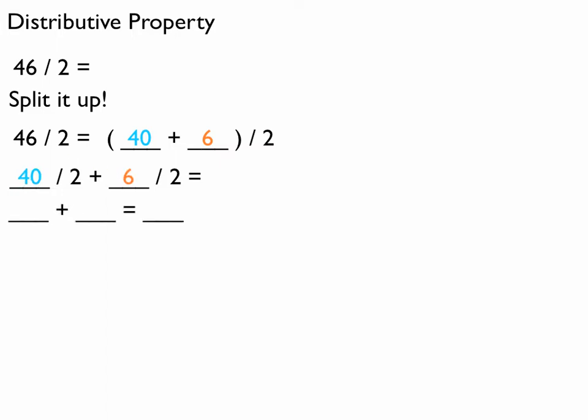So 40 divided by 2 is equal to 20. 6 divided by 2 is equal to 3. 20 plus 3 is 23. And that is my final answer.